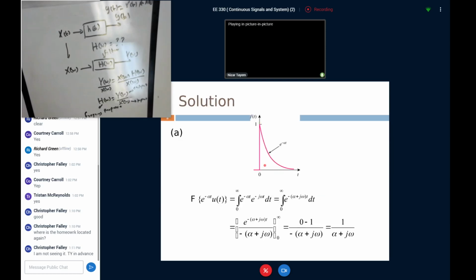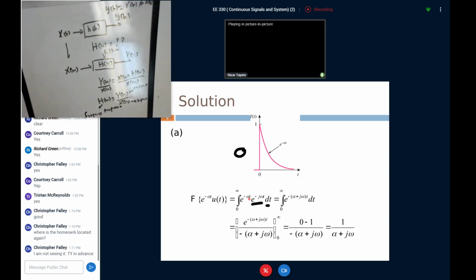In this case, we have done this before. f(t) is defined only from 0 to infinity. To find the Fourier transform, we simply use the definition: the integral from 0 to infinity, because f(t) is 0 in this region, of e^(-αt), the signal, multiplied by e^(-jωt) from the definition, dt.